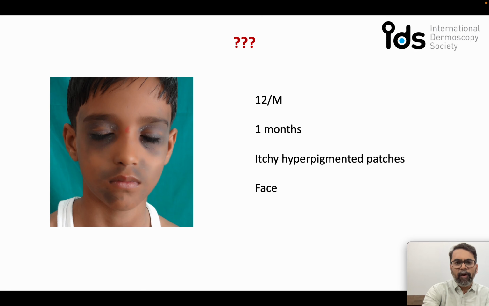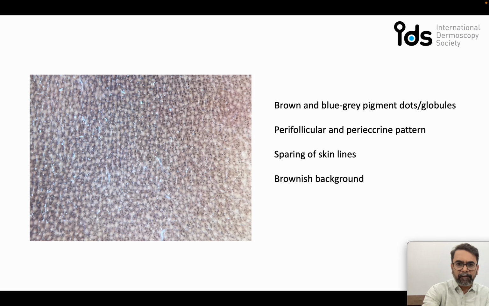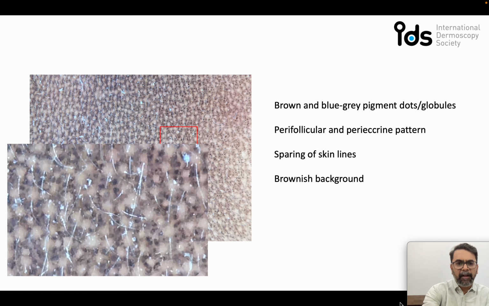So a 12-year-old boy presented with itchy hyperpigmented patches on the face since 1 month. Dermoscopy revealed brown and blue-gray pigment dots and globules in a perifollicular and periacrine position, and there was a sparing of skin lines, and the background was brownish in nature. This is a close-up view to show the pigment globules around the acrine and follicular opening. So this was a case of lichen planus pigmentosus.